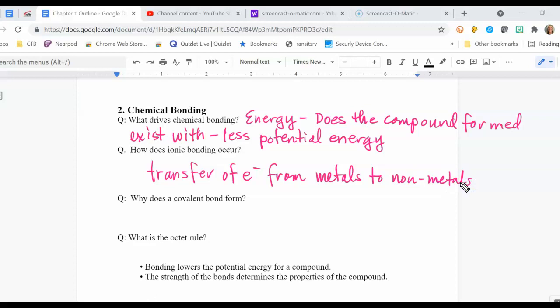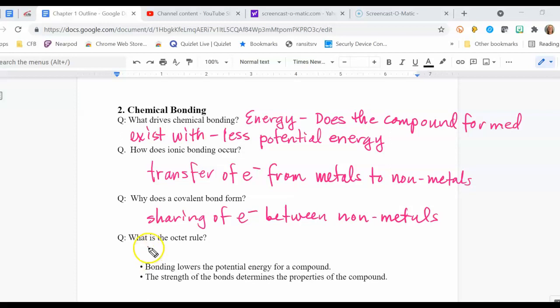Okay, so what about covalent bonding? It is the sharing of electrons between nonmetals. So already you are hearing terminology and things that you just need to be able to remember and use. So for instance, here comes the Octet Rule.